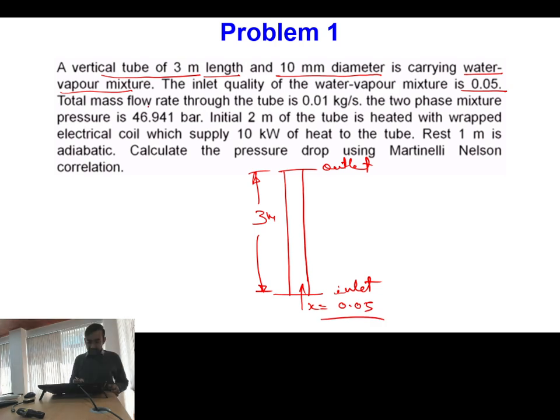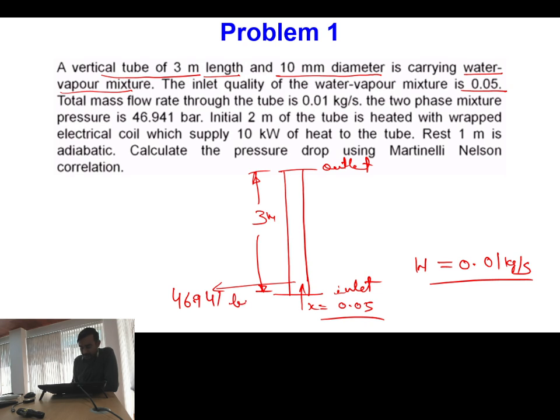Okay, and total mass flow rate, W, is 0.01 kg per second. The two-phase mixture pressure, the pressure of this tube, is 46.941 bar. Then the initial 2 meters of the tube is heated by a wrapped electrical coil which supplies 10 kilowatts of heat to the tube.